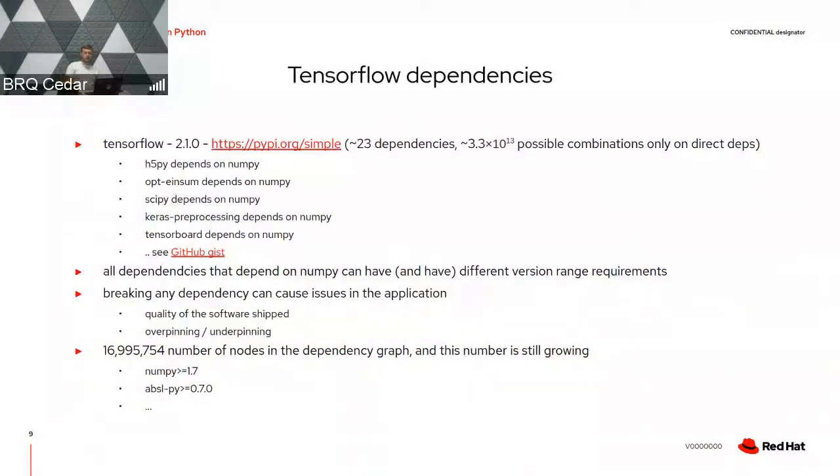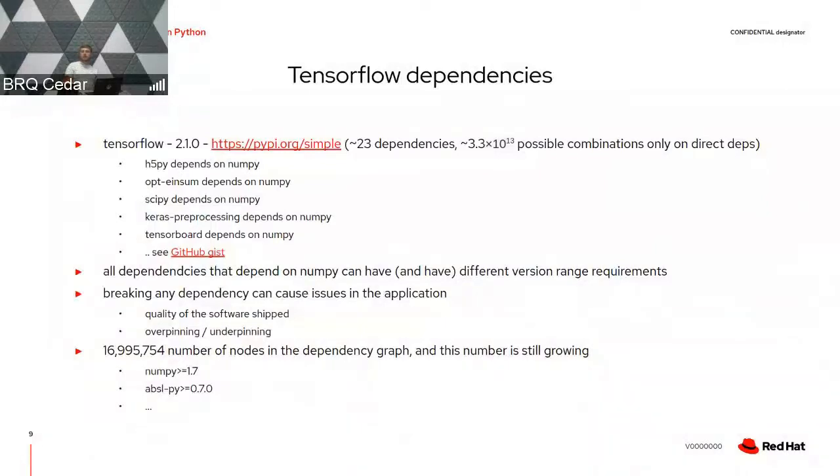If we take a look at the TensorFlow dependency graph and check how many nodes are there, you can find something like 17 million nodes in the dependency graph, and this number can grow over time. There are new releases of NumPy that can satisfy version range specifications in the dependency graph, and in that case, the dependency graph grows.